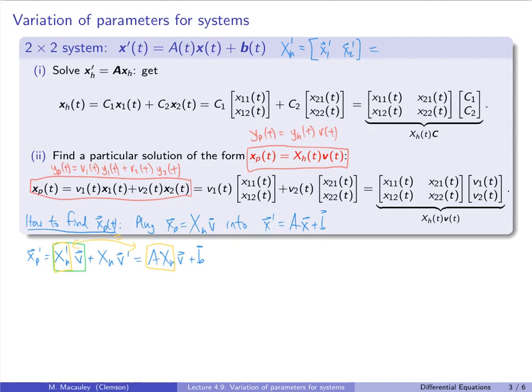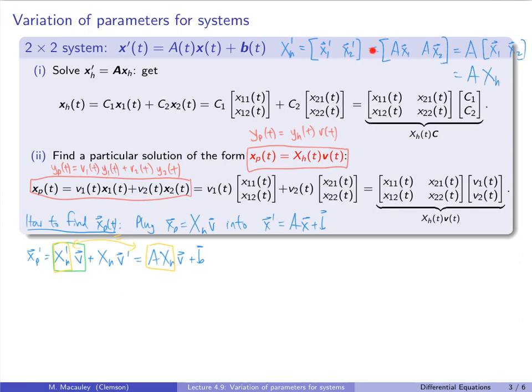Because x1 and x2 solve the homogeneous equation, I can replace x1 prime with A times x1. So I can write this as the matrix of the following two columns, A times x1 and A times x2. And this right-hand side is precisely A times the matrix x1, x2, which is A times xh.